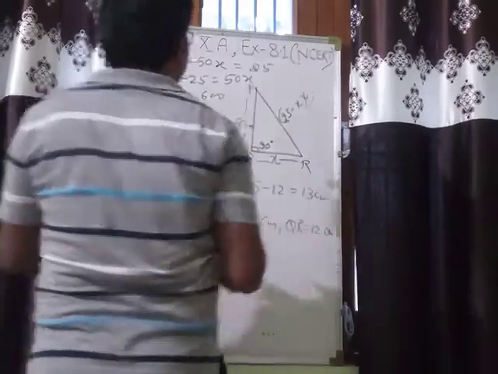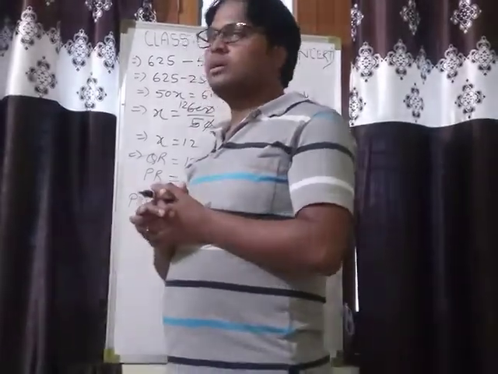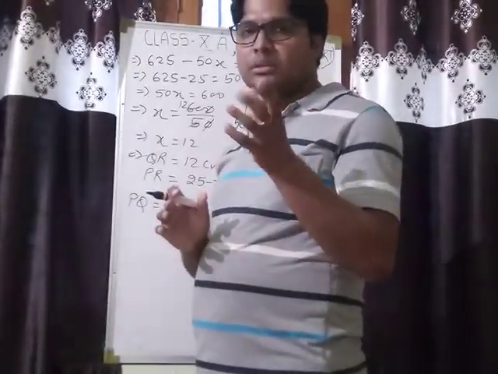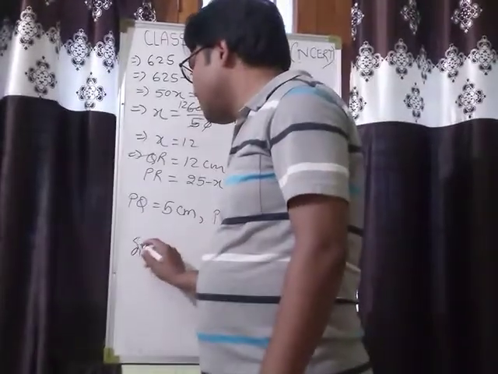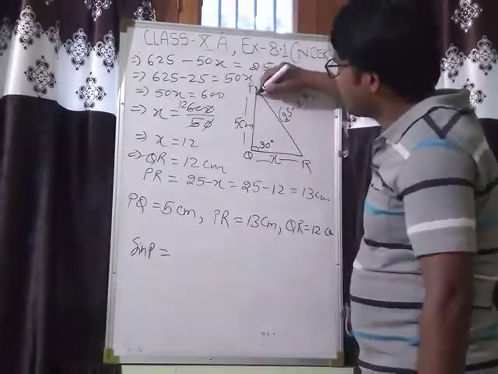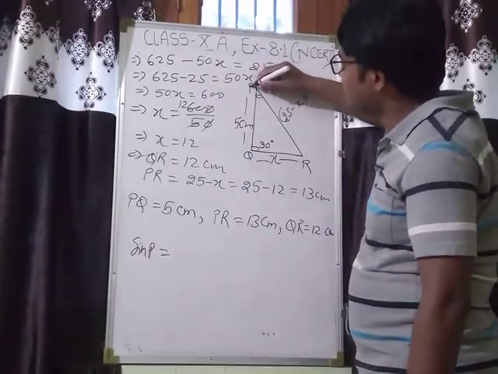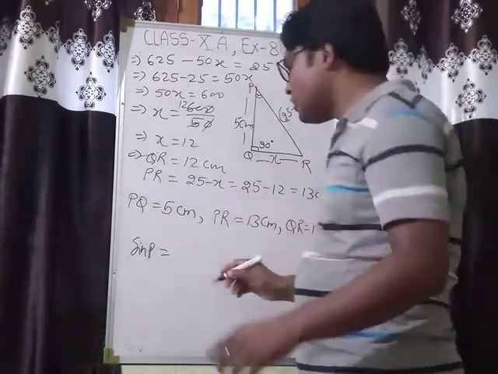Okay. Now in the question it is given to find sin P, cos P and tan P. So I am going to find sin P. We know that we are talking about this angle. Sin of P, we are talking about this angle. And the sine of any angle is equal to what? Perpendicular.